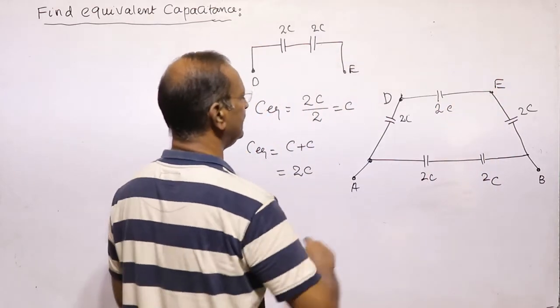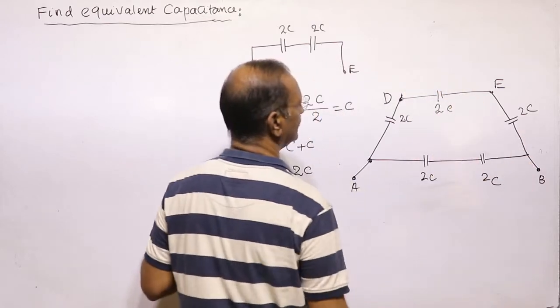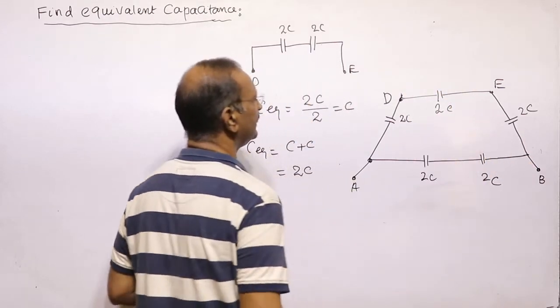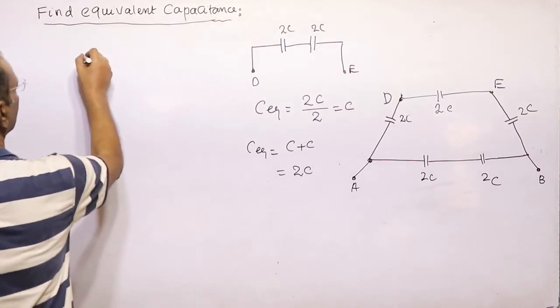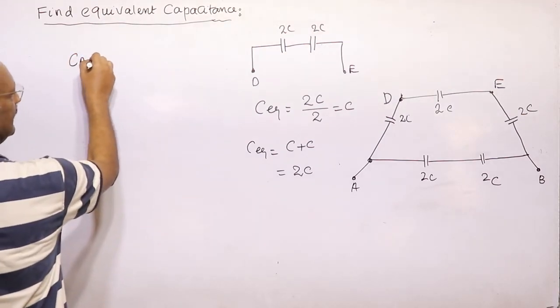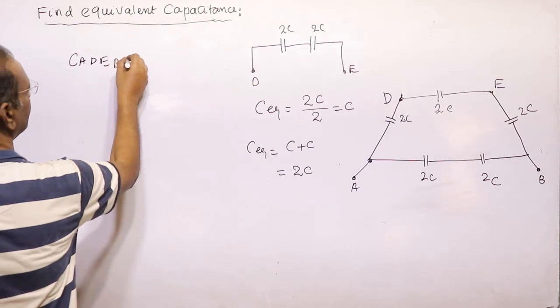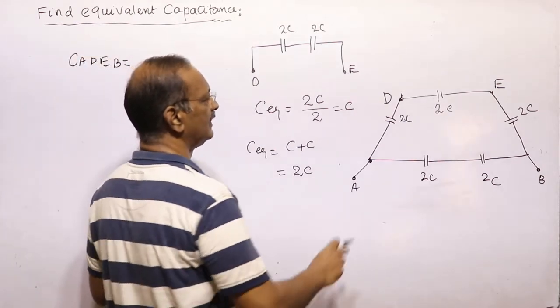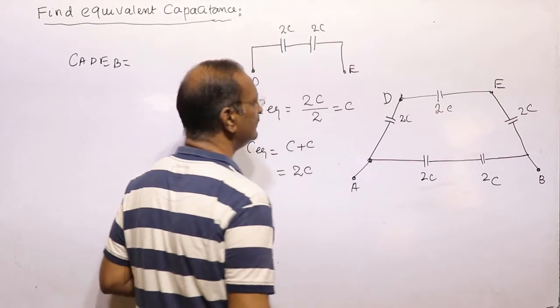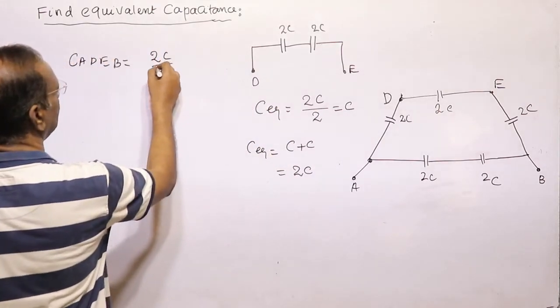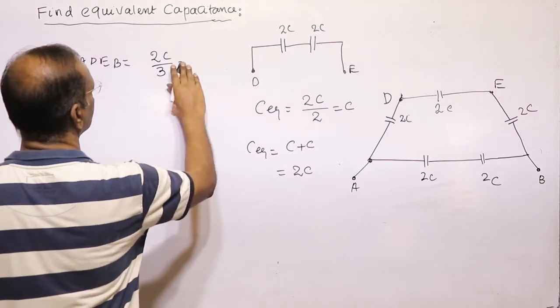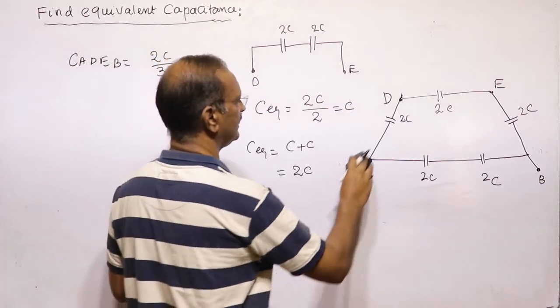Now from A to B, there are three capacitors in series: the capacitors between C, A, D, E, and B. These are identical capacitors of 2C in series. It means we take any one of the capacitors and divide by the number of capacitors. So this can be treated like this.